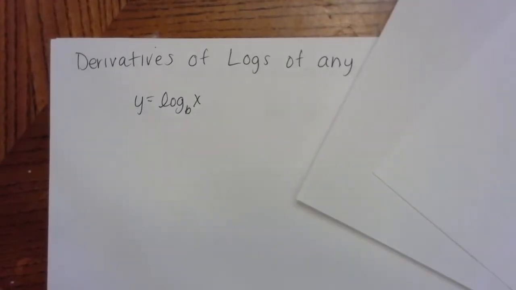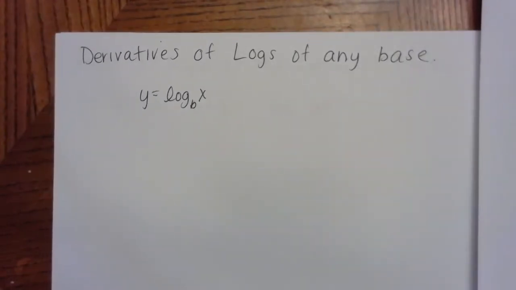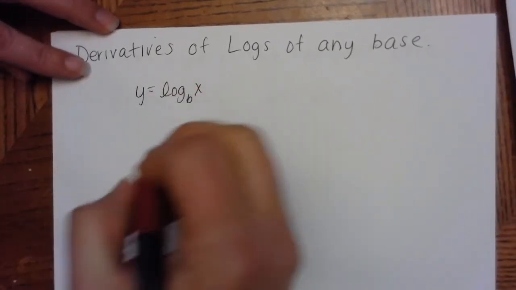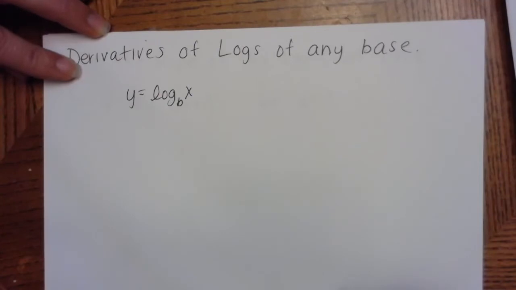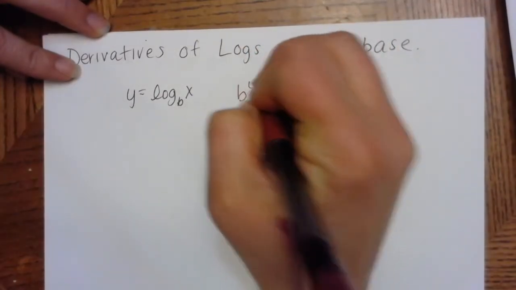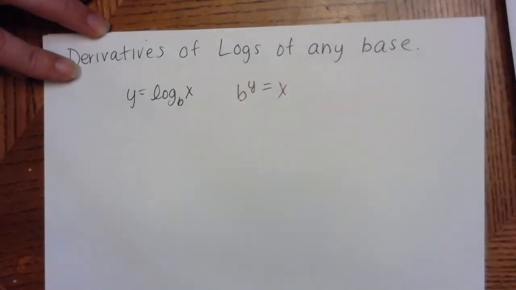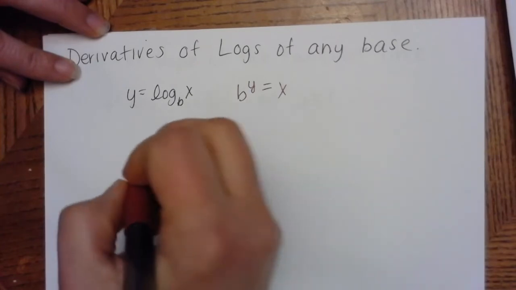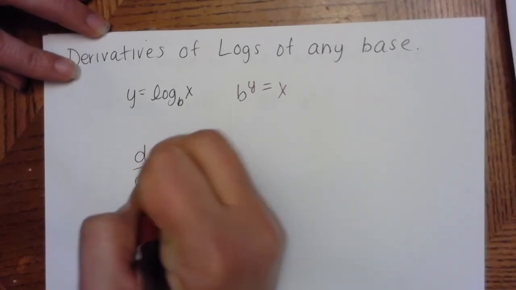Okay, so we did natural log, but what if it's not natural log? Then that requires an extra step. So if I just have y equals the log base b of x, I could write this. This also means that b to the y equals x. So we'll do the derivative of this. We know how to do the derivative of b to the y. I'm going to use implicit differentiation again.